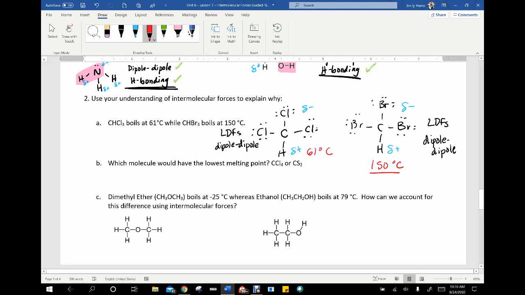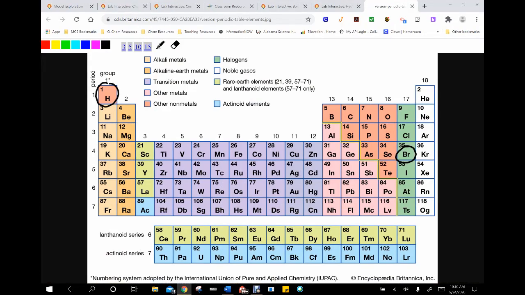So let's see if we can remember anything about LDFs. When we were taking notes, we talked about how London dispersion forces were dependent upon the size of the molecule. So let's go to our periodic table and see if we can figure out any patterns. Y'all don't know this quite yet, but the farther down on the periodic table you go, the bigger the atoms get. So bromine, since it's farther down than chlorine, is going to be a much bigger atom.